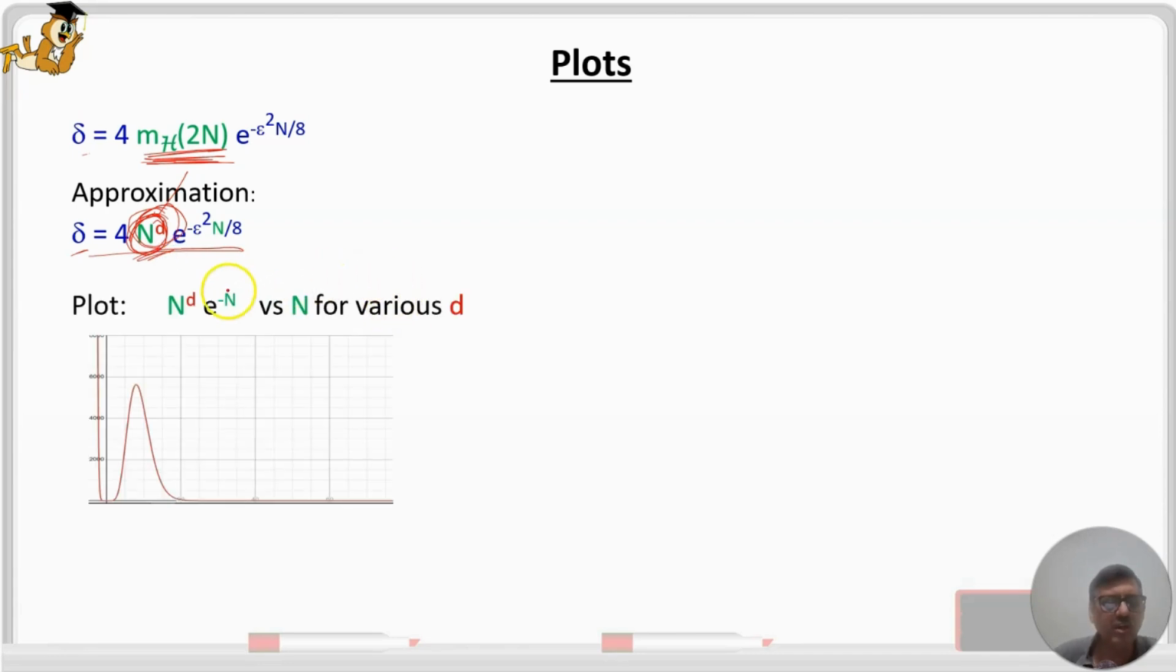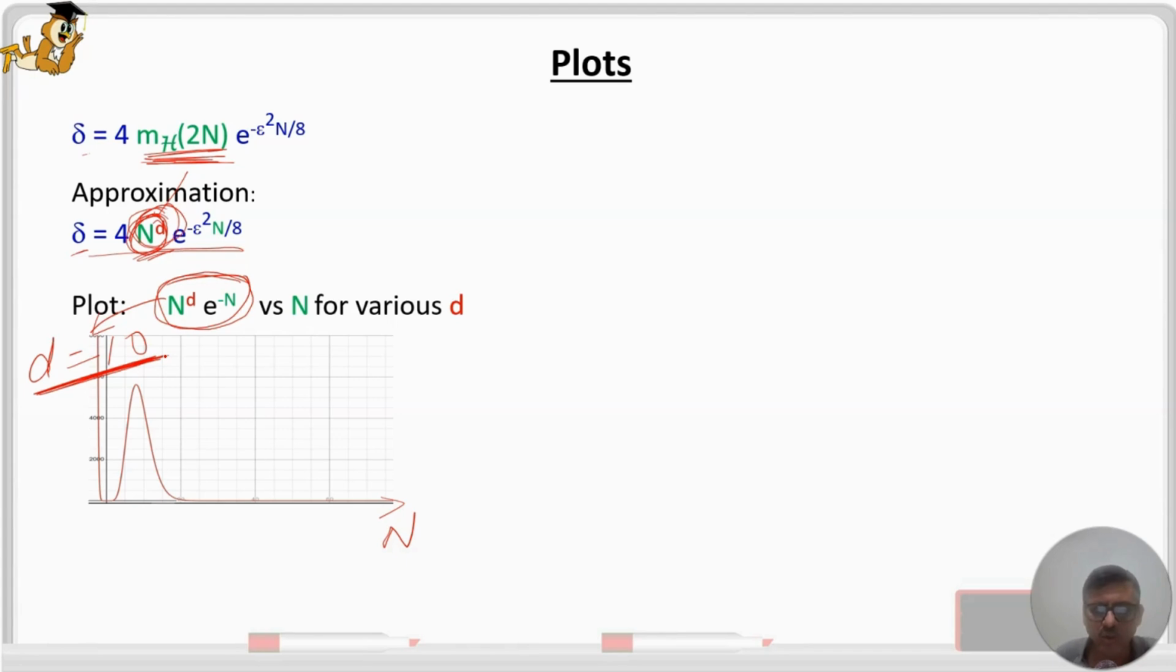What if we plot just n to the power d multiplied by e to the minus n versus n for various d's? For one d, this is for d equal to 10. I have plotted this graph, and this is n to the power d e to the power minus n plotted against n. So the x-axis has n, the y-axis has this quantity, and this particular plot has been plotted for d equal to 10.